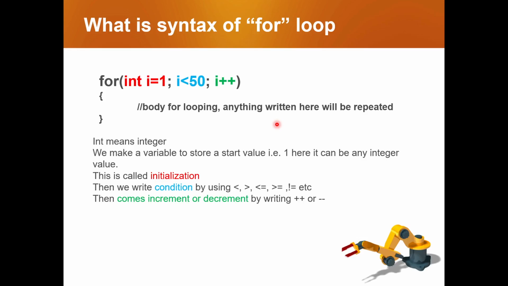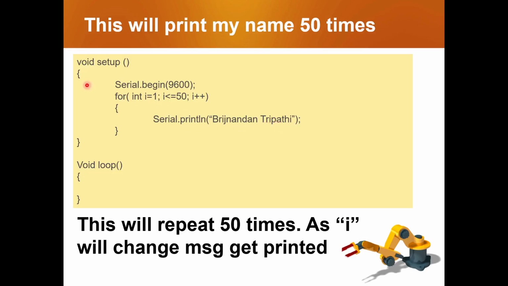Now let's understand it by an example. In the previous example, I wanted to print my name 50 times. So I have written for (int i = 1; i <= 50; i++), because from 1 to 50 means I have to include 50.